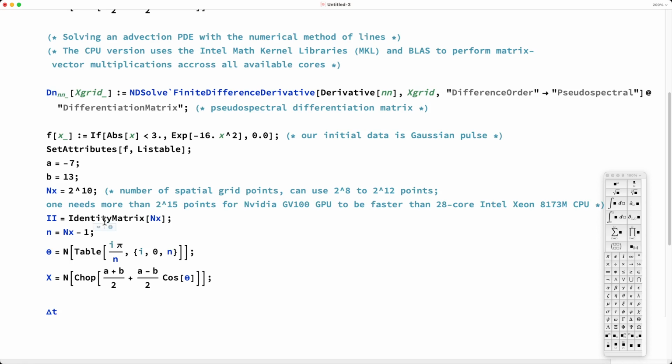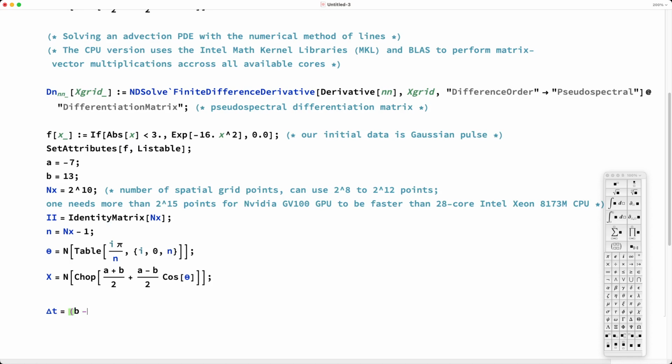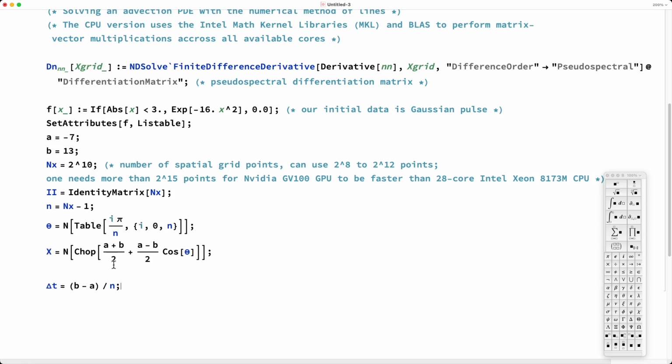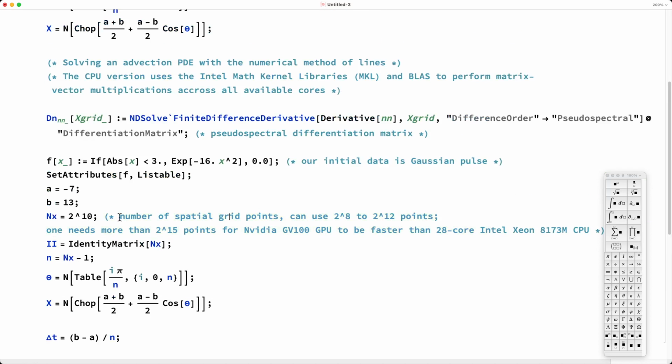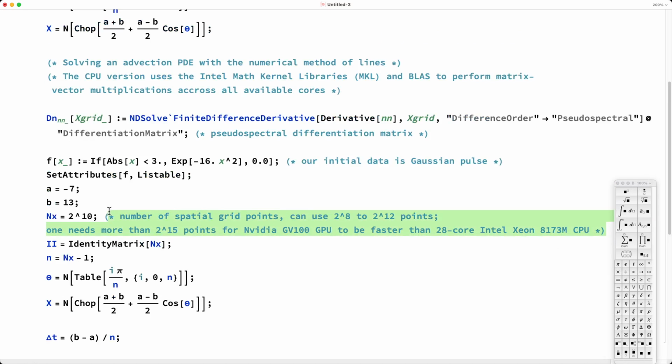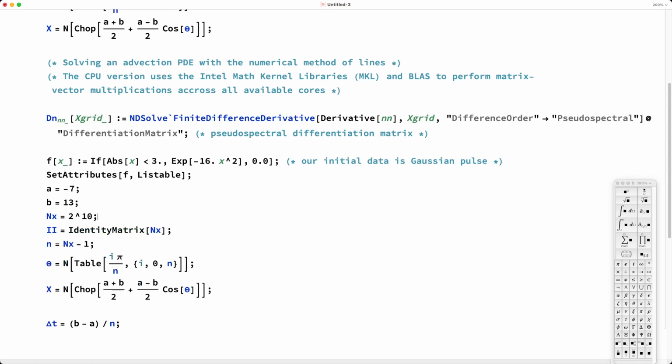So to do that, let's call the time step delta t, and we could set that equal to the spatial grid spacing, which would be b minus a over little n. So we could set the time step equal to the spatial grid spacing. However, we may run into trouble. So let me delete this, which we don't need.